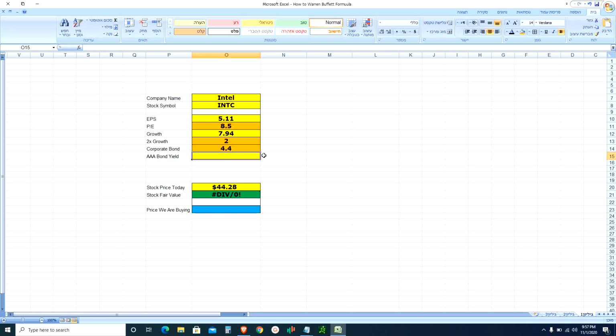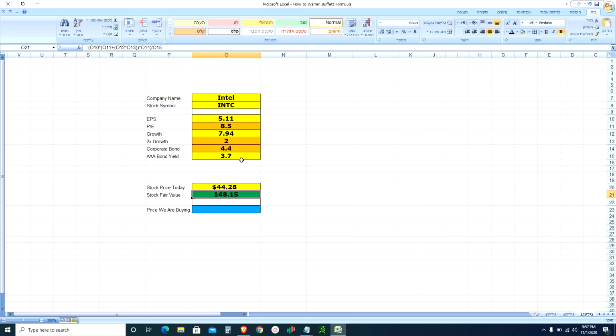So we're going to put the number 3.7 and get the fair value of Intel. Are you ready? Let's go. 3.7. Whoa. That's pretty crazy. Stock fair value, look at this, 148. That's pretty crazy. Yes, it is pretty crazy.